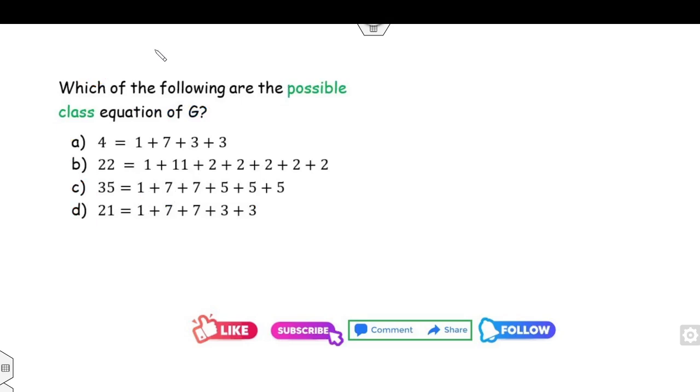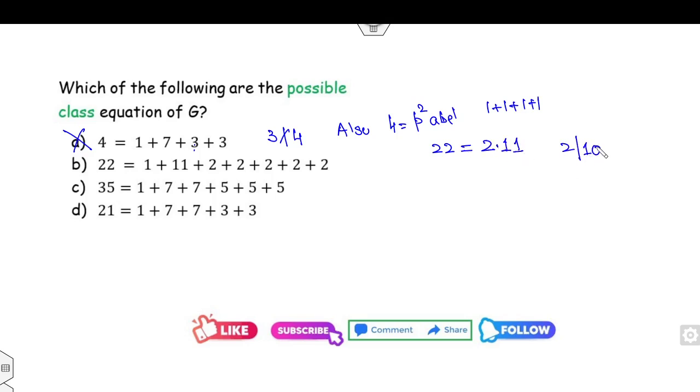Okay, which of the following are the possible cases? So you can see the first option is cancelled because 3 doesn't divide 4. Also, you can see 4 is my p square form, which is abelian. So the only class equation will be 1 plus 1 plus 1. Look at that 22. 22 I can write as 2 into 11 and 2 divides 11 minus 1, 10. Fine, it's a 5. So I can write 11 as 1 times and 2 as 5 times. So look at the option. Is it satisfied? Yes. 11 1 times, 2 as 5 times.